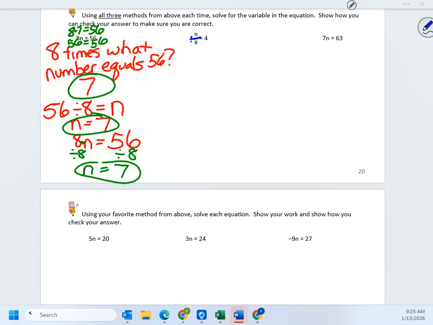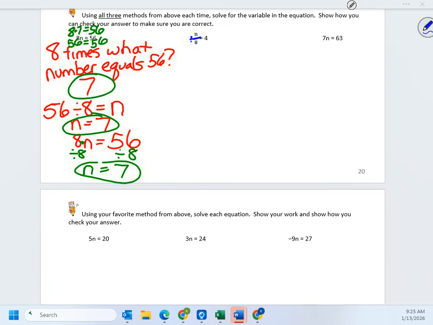So first thing you have to do is figure out what operation is happening. Now we can start looking at our methods. Who can give me a method to solve this? Jack? 8 divided by a number equals 4.